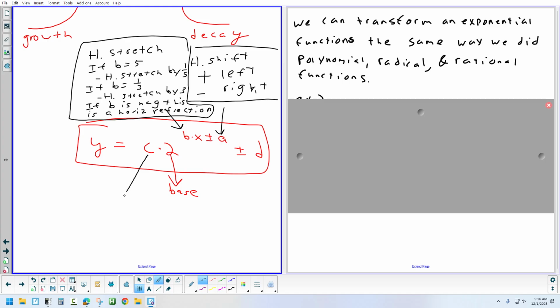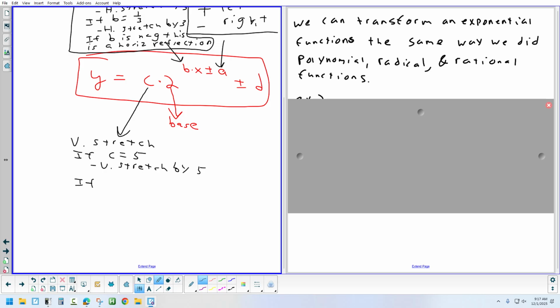C, kind of the same way. Now we're on the outside. What do you think multiplying by a number on the outside would do? Vertical stretch. Yep, that's your vertical stretch. It's not backwards. So if C is 4, it would stretch it by 4. So I won't do as many here. But if C is 5, it's a vertical stretch by 5.